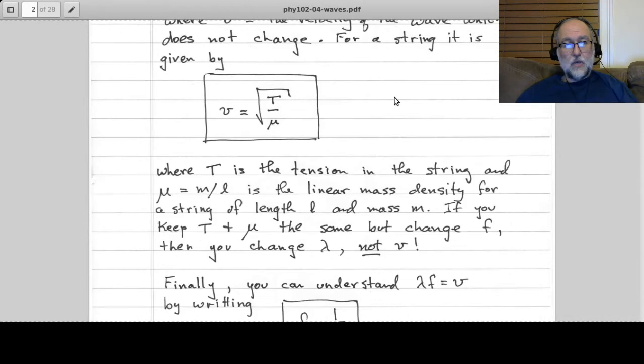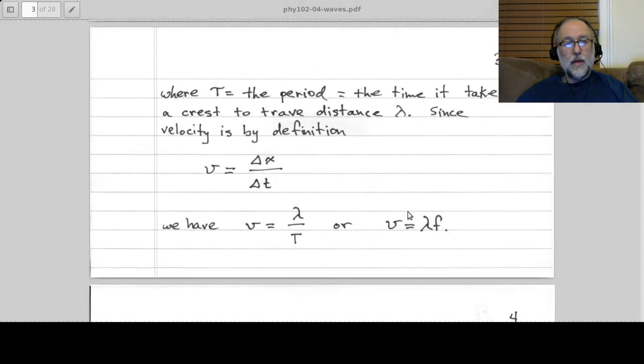So we'll go back to this equation right here. v is equal to lambda over T, where we rewrote the f as 1 over T. Lambda is how far it traveled. T is the time it takes to travel that distance. And if you've got a distance divided by the time it takes to travel that distance, that's a velocity. So this equation looks very different, but it's basically just delta x over delta t, applied to waves. That's where that equation comes from.